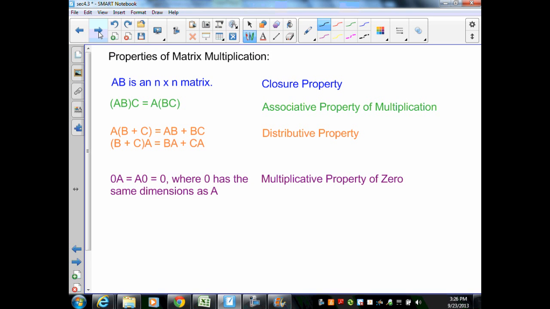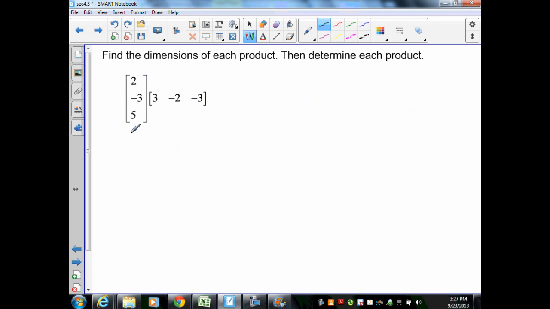As before with scalar multiplication, the properties of matrix multiplication exist. Closure, associative, distributive, multiplicative property of 0. Let's take a look at another example. I want to find the dimensions of each product, then determine the product. Here, I want to make sure I can multiply these together. Remember, the number of columns has to equal the number of rows. And since they are both 1, then I know that that's going to exist. But I know the outcome is going to be a 3 by 3 matrix.